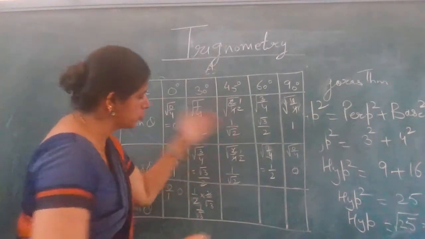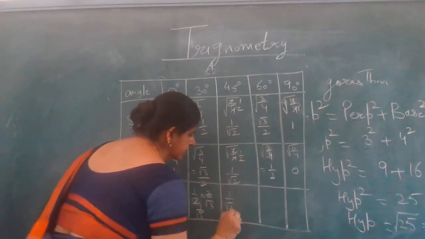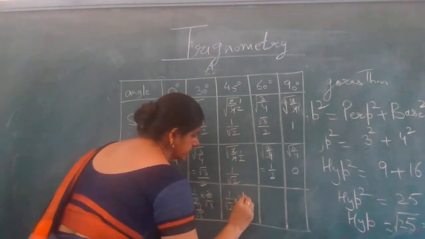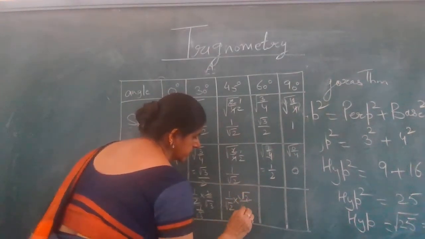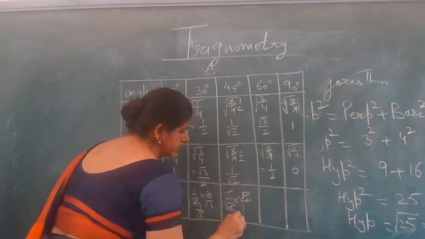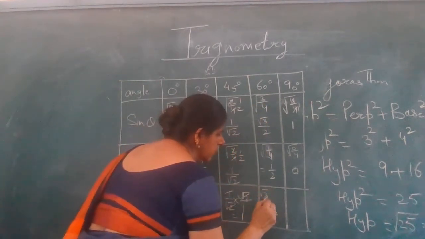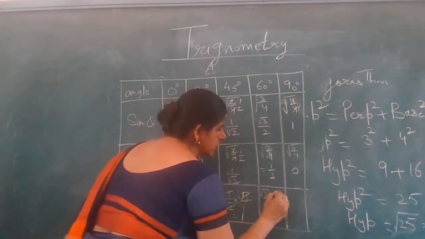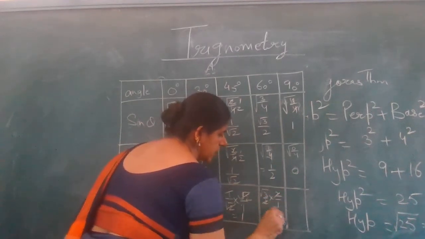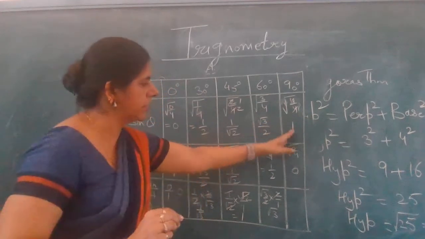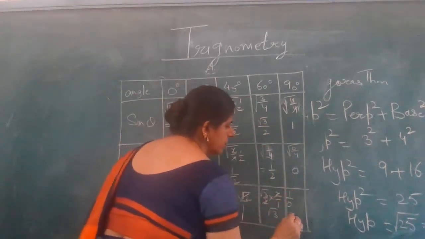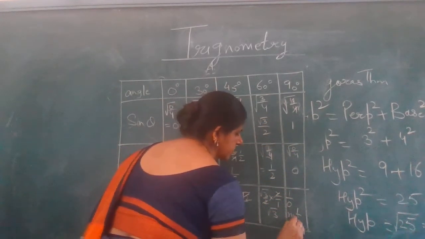Here we have 1 by root 2 and 1 by root 2. They cancel. The answer is 1. Here we have root 3 by 2 and the reverse of it, that is 2 by 1. They cancel, the answer is root 3. And here we have 1 by 0, which means not defined.